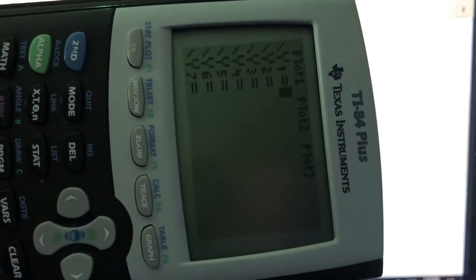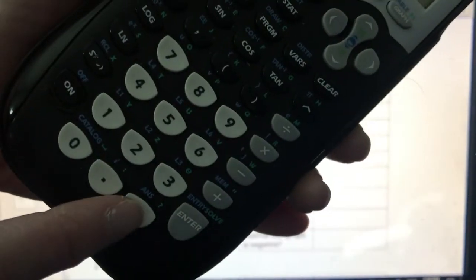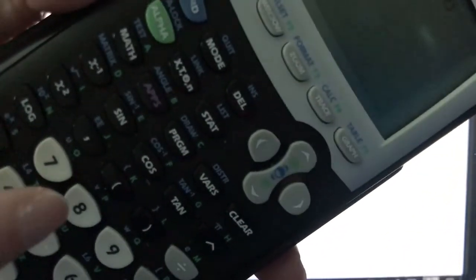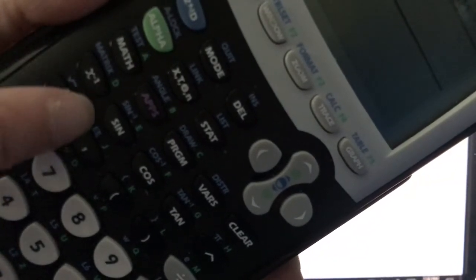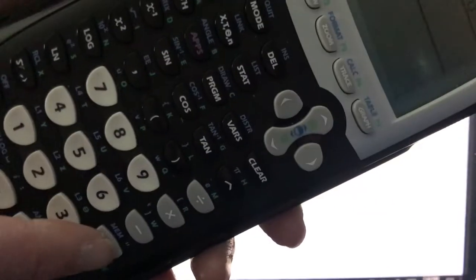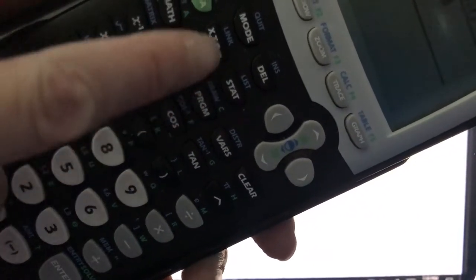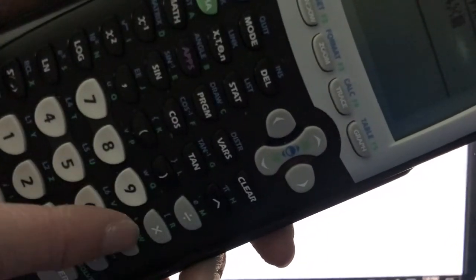It starts with negative. Negative is this button right down here. So negative. Then I type x, which is right here. Squared is the button right here. Make sure you press x before you press the x squared button. I know this button says x squared, but all it does is put the squared on that x. Then you're going to type plus 4x minus 3.